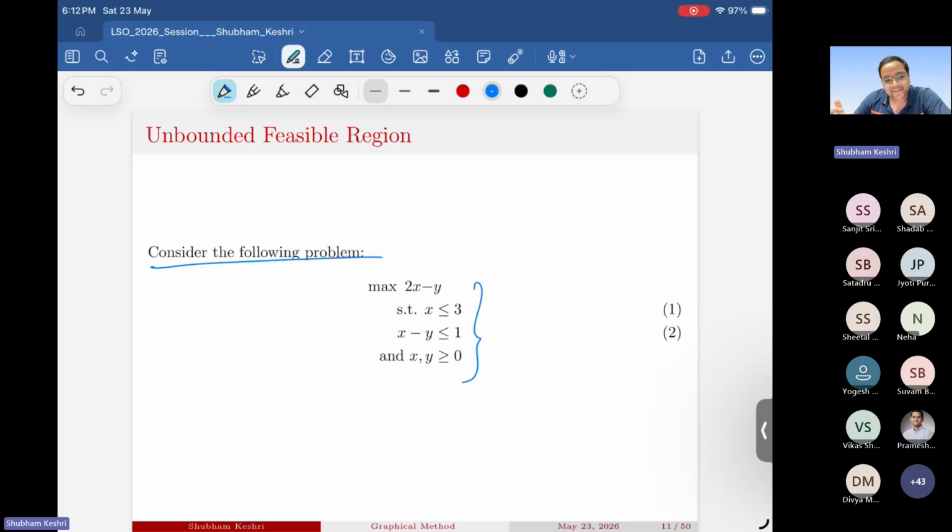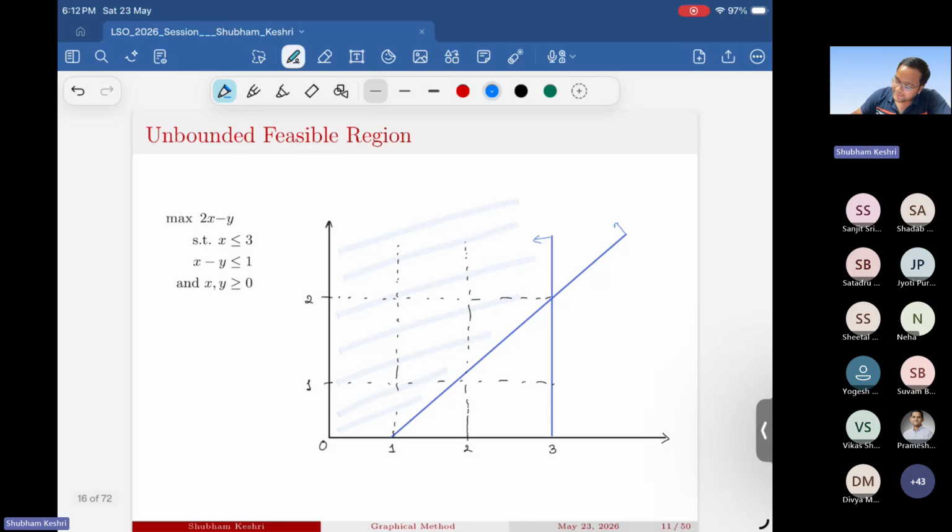Okay, next we have a different LP. We have two constraints and an objective function. This is a two variable LP, so we can use the graphical method. What we'll see is that this is the feasible region, and we have an unbounded feasible region. Okay, there is no constraint which bounds the feasible region.